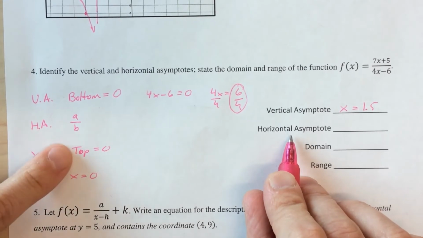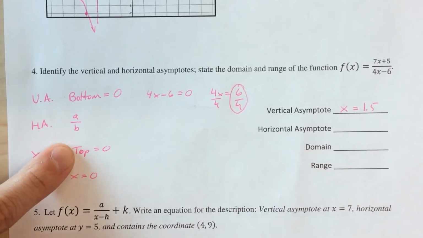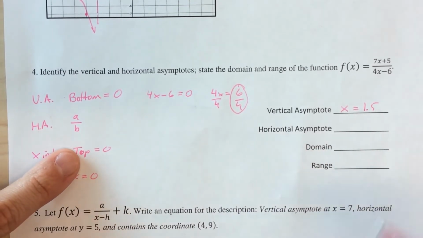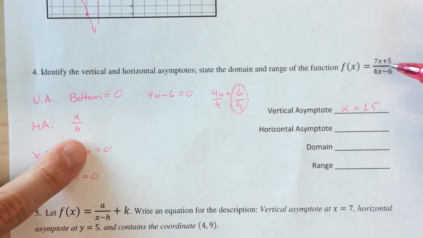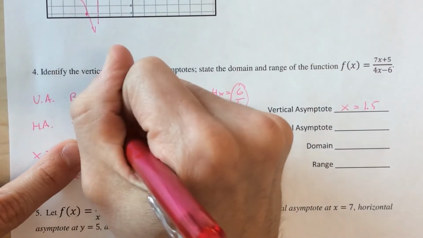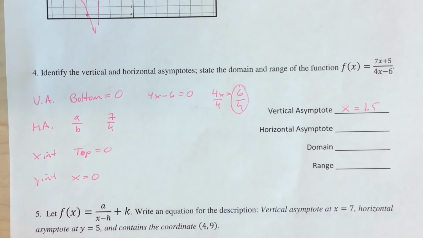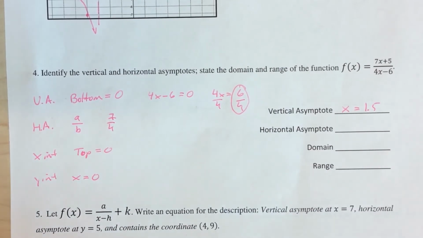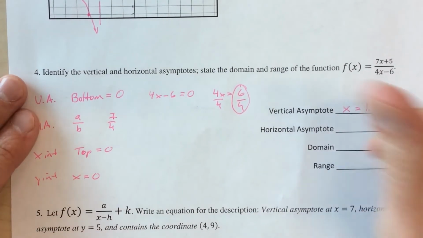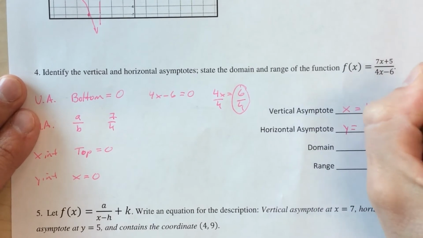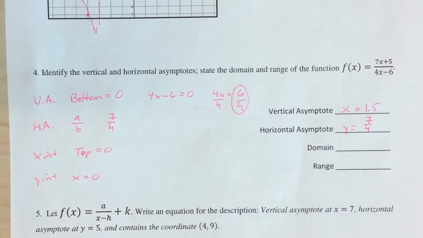All right, the horizontal asymptote, you don't set things equal to 0. You don't do that. What you actually do is you take your leading coefficients, in this case that's going to be the 7 and the 4, and you just reduce them. That's it. So there's your answer. Y equals 7/4. Again, very easy problem there.